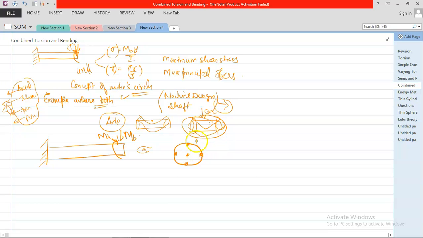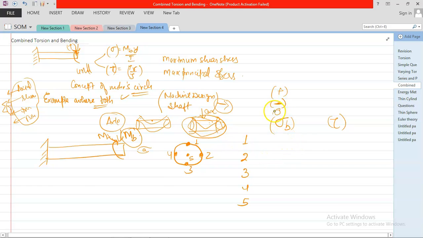Suppose you have 1, 2, 3, 4, four points, and the center is at point 5. So at each point, what is the value and the sign also? Plus for tensile and minus for compressive. In tau it will be the same, but for sigma it will be plus or minus. So at point 1, what is the value of bending stress? What is the sign of the bending stress?